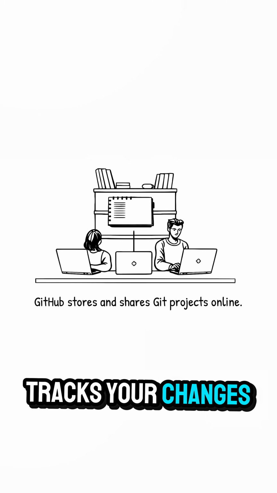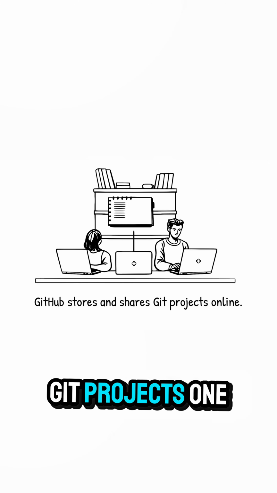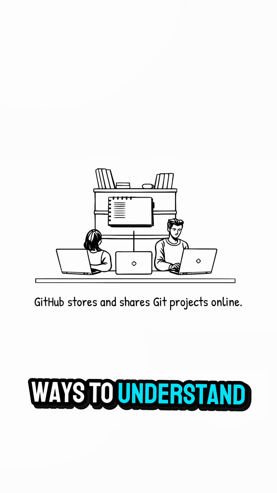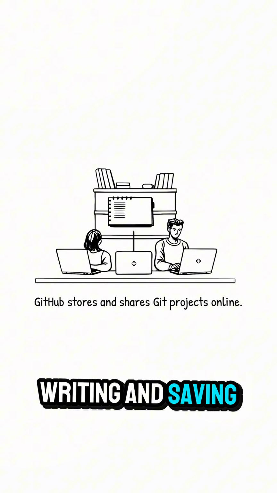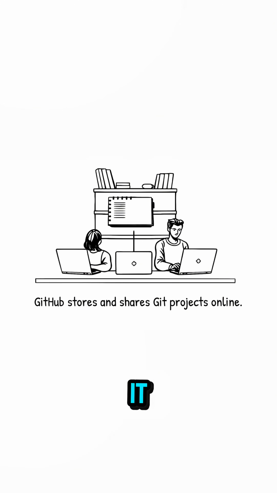Now, let's talk about GitHub. GitHub is different from Git. If Git is a tool that tracks your changes, then GitHub is the online platform where you can store and share your Git projects. One of the easiest ways to understand this is Git is like writing and saving your work in a notebook, and GitHub is like uploading that notebook to an online shelf where other people can also see it, contribute to it, or help you manage it.